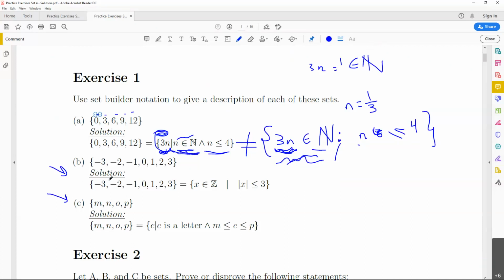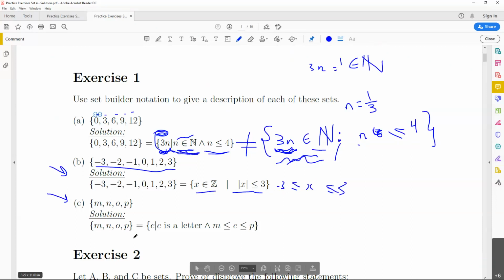The rest are pretty easy. x belongs to the integers Z, and the absolute value of x is less than or equal to 3. Or you can say, hey, x is between minus 3 and 3. That's also fine. Kind of like how they did it with part C. So C is a letter, and C is between M and P. So then it's M, N, O, P. Like in alphabetical order, it goes after each other. So like A is less than B, till you reach D.